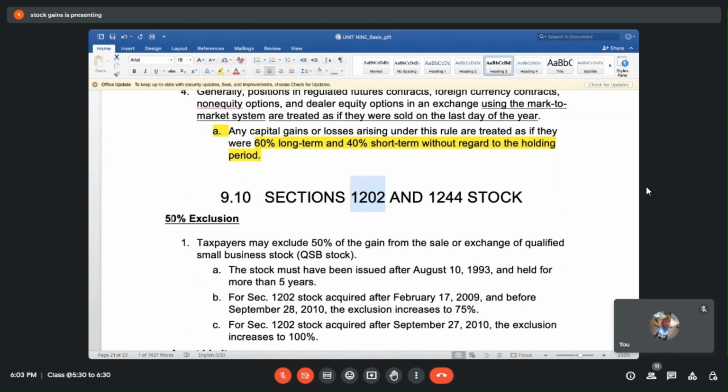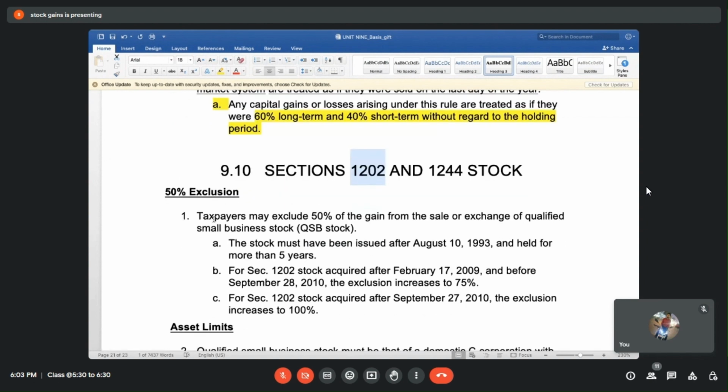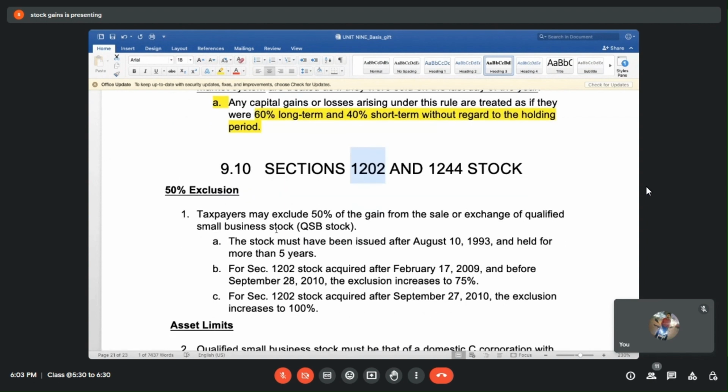Okay, let's see. 50% exclusion, meaning 50% of the income will be excluded from taxes. There are certain dates mentioned here. We have to see when the company was incorporated. If it's incorporated after a certain date and held for more than 5 years, they may get 50% exclusion. Between 2009 and 2010, the exclusion increases to 75%. And after September 27, 2010, if they have incorporated the company, which majority of our startup clients have, with their company incorporated after 2010, the exclusion may increase up to 100%.